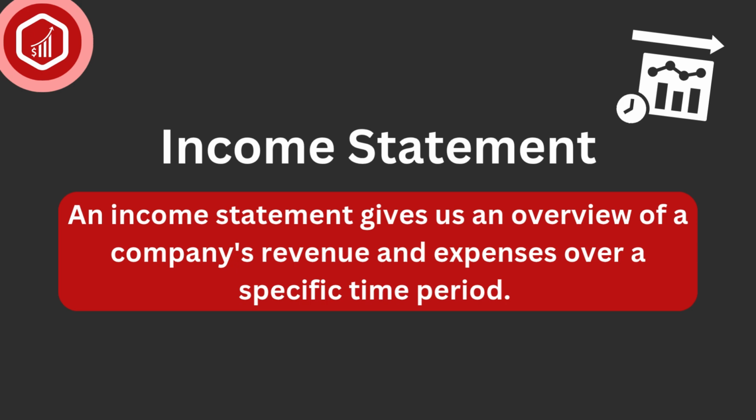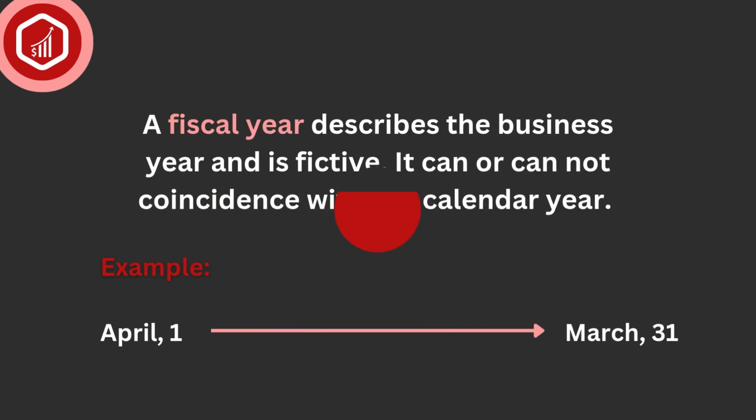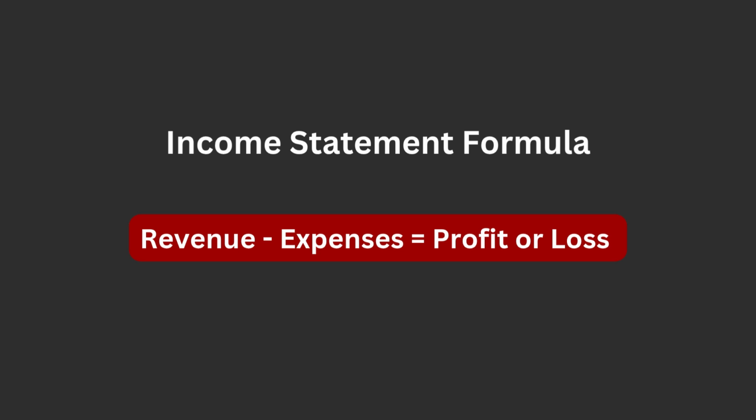Normally, the time period is a month, a quarter, or a year, but sometimes the analyzed time period is a fiscal year. A fiscal year is used to describe the business year, which may or may not coincide with the calendar year. An example for the fiscal year is that it runs from April 1 to March 31 of the next year. So far in our definition, we learned that we can express the income statement with the basic formula: revenue minus expenses equals profit or loss.